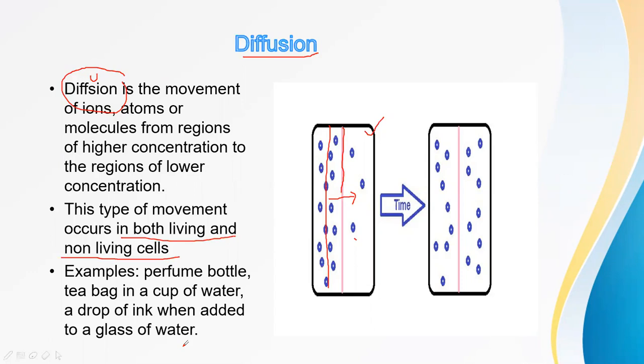Some molecules and some atoms will enter into the cell by the process of diffusion. The cell membrane allows these molecules because of this diffusion. It's a kind of force.